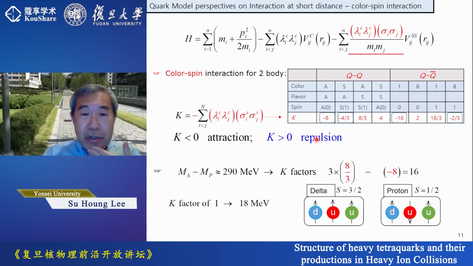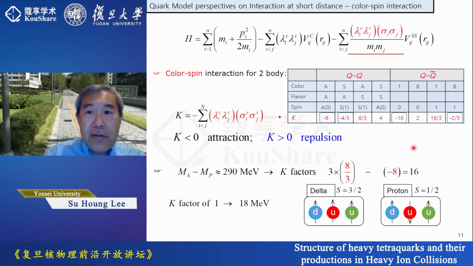In the simplest quark model, this K factor is in fact the reason why there is a mass difference between delta and proton, because in the delta all the spins are aligned in the same direction in the lowest state, and in the proton you have one quark pointing in the other direction. You can calculate with the full wave function the K factor for delta and proton. It turns out that for the delta the K factor is 8, and for the proton it is -8. So one is repulsive and the other attractive, and the K factor difference is something like 16.